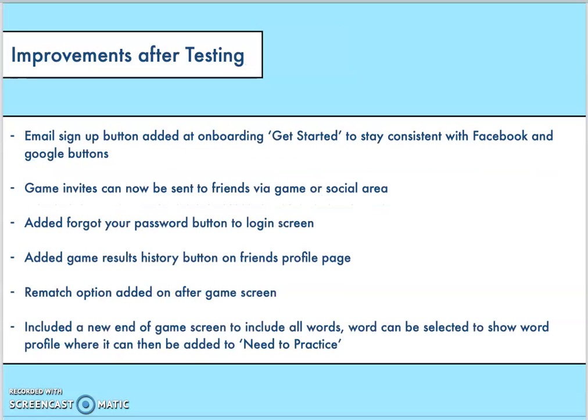So we collated those user observations, and off the back of that, we've made some improvements to the application. We changed the onboarding process to include an email sign-up button instead of typing the information directly on the page. We added a button because that stayed more consistent with the Facebook and Google buttons that were already there. Game invites are now able to be sent to friends via the game area or the social area. We felt that some users were trying to send invites via the game section, whereas the only invite we had implemented was via the social area, so we changed that.